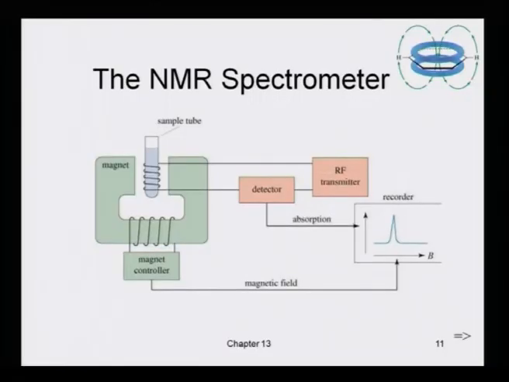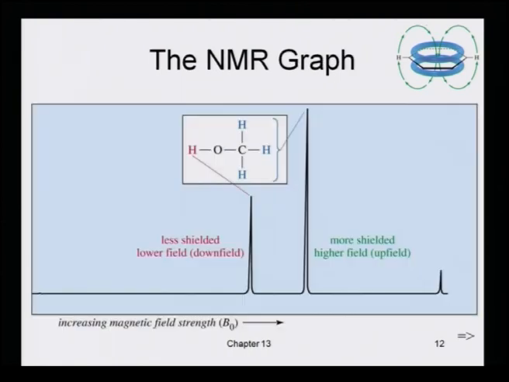This is how the NMR spectrometer looks. There is a huge magnet, there is a sample tube, and there is an RF transmitter which will create radio frequencies. There is a detector which will be collecting the information, and the detector will then, through the absorption, go into the recorder, and the magnet actually is controlled by a huge magnetic field. Therefore, this is a very simple pictorial description of an NMR spectrometer.